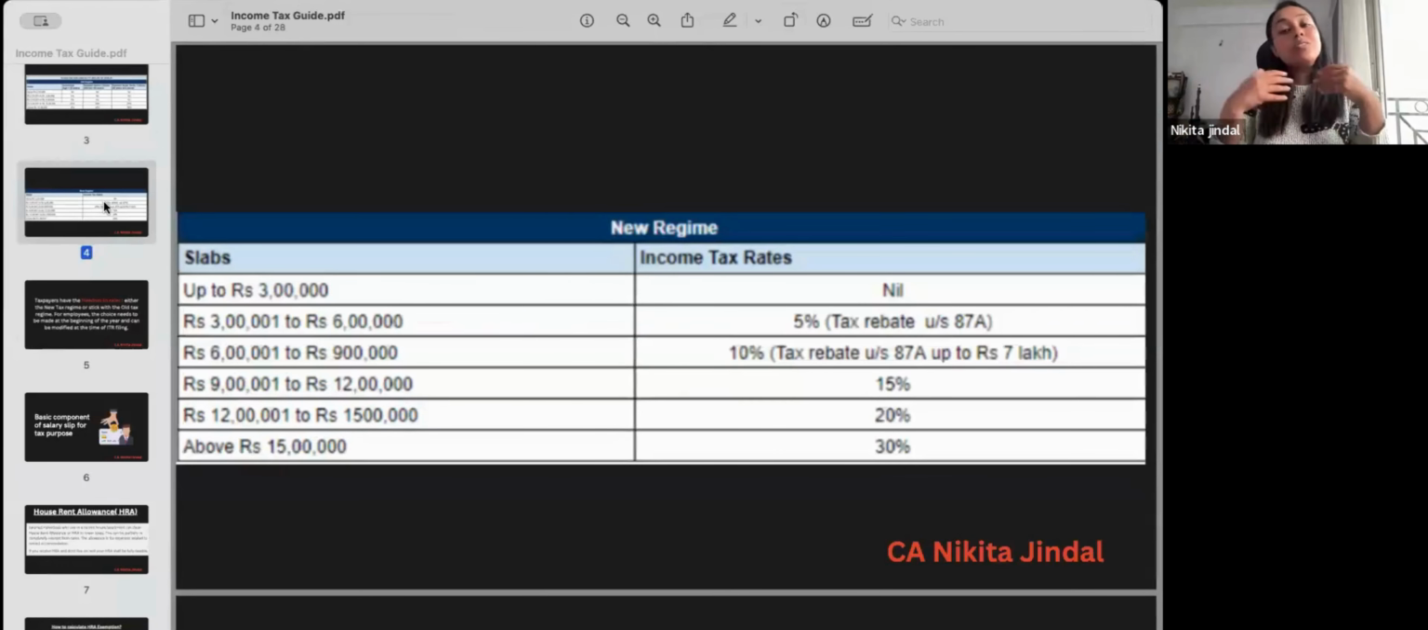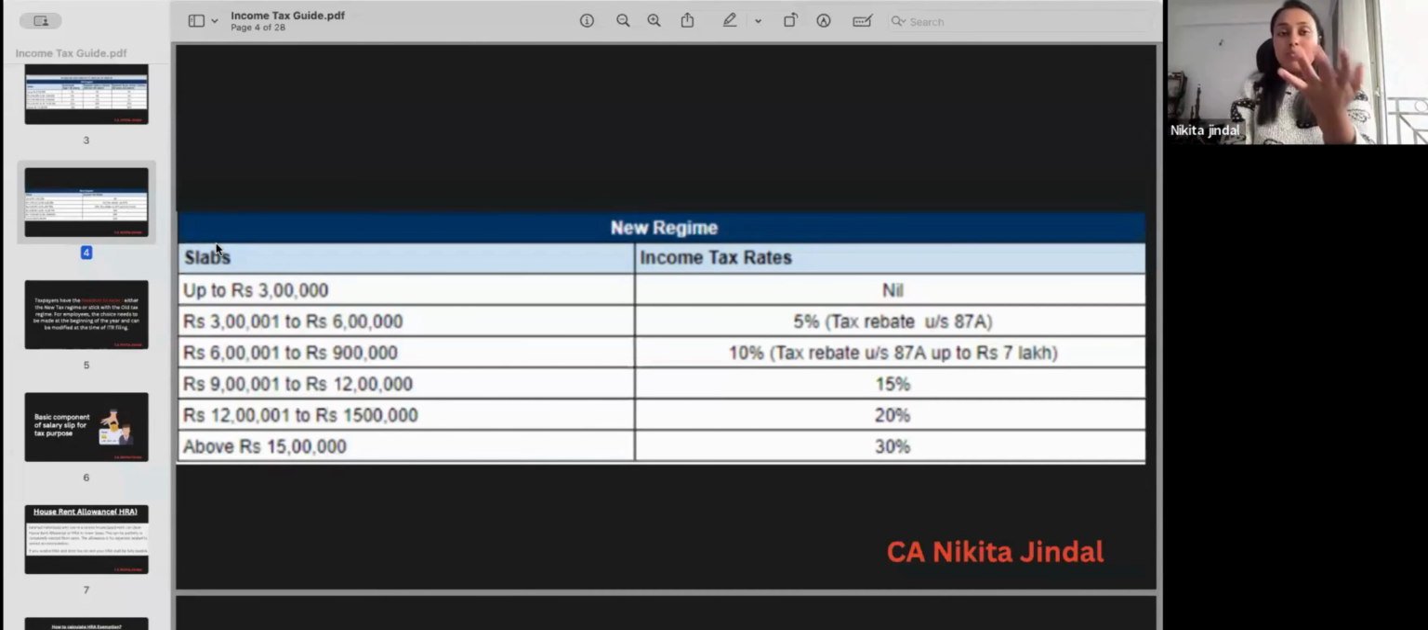If I talk about the new tax regime, the exemption limit is 3 lakh instead of 2,50,000, 3 lakh for all, even if your age is less than 60 years. This is the best advantage under the new tax regime, I would say. The slab works like this: for 3 to 6 lakh salary, it is 5%; 6 to 9 lakh, 10%; 9 to 12 lakh, 15%; 12 to 15 lakh, 20%; and above 15 lakh, 30%.